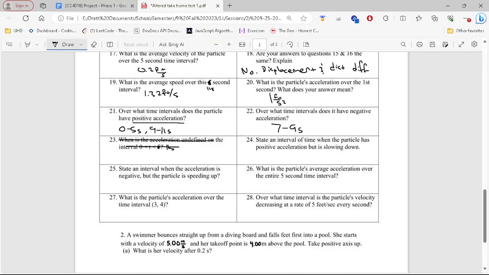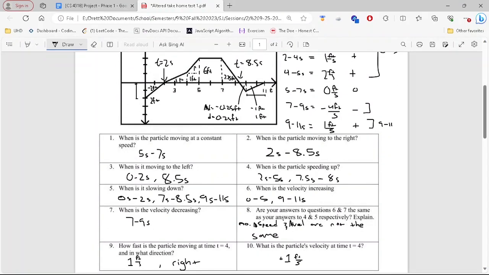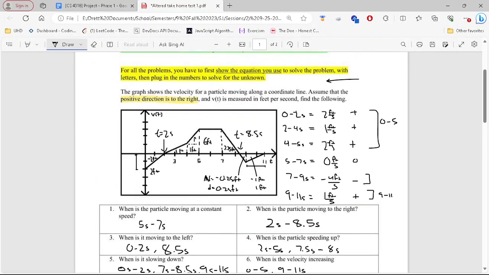State an interval of time when the particle has positive acceleration but is slowing down. Okay, so what does that mean? Particle acceleration but slowing down. Positive acceleration has to do with acceleration. Slowing down has to do with speed. So when the speed is decreasing but the acceleration is positive. So we just need to find an area where the acceleration is positive but the speed is decreasing.